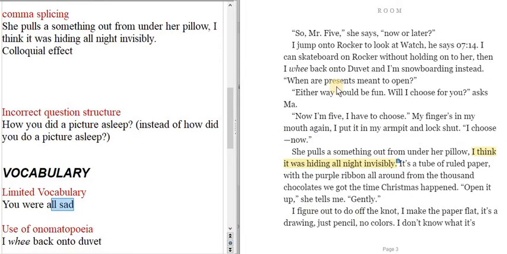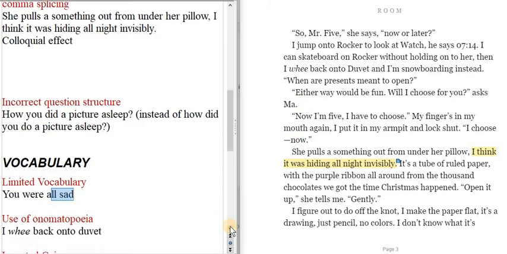His use of onomatopoeia, I think, is very typical. So you've got it, I think it was on this page. "I wee back onto duvet and I'm snowboarding instead." Now, a slightly more standard version of this would be "I whiz back onto duvet." But either way, you've still got this use of onomatopoeic language. Now, this adds a kind of a playfulness to the language.